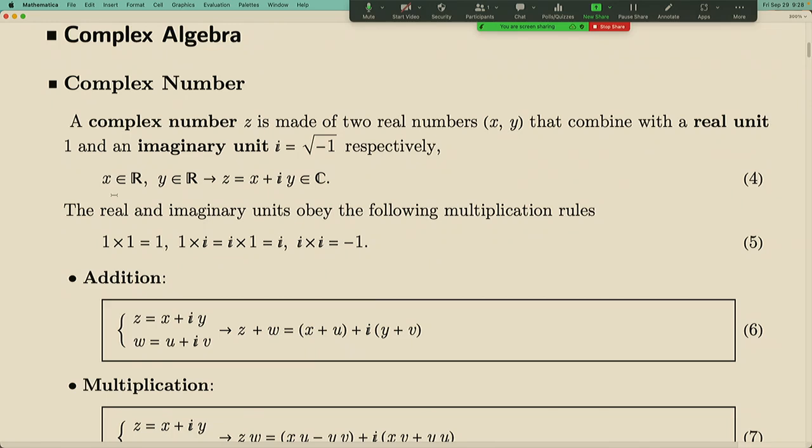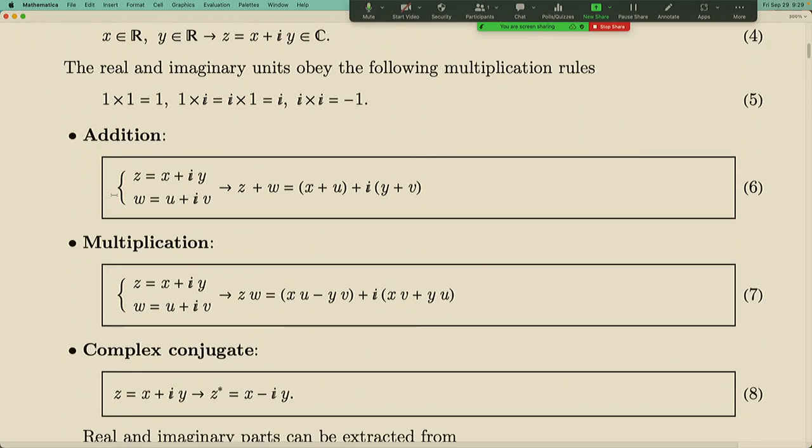For example, you have X and Y. You can write Z as a linear combination of X and Y with this real unit, which is 1. Then you don't need to spell it out. And then there's an imaginary unit, which is i. i is like the square root of -1. So the real and imaginary units obey the following multiplication rules: 1 times 1 is 1, 1 times i is i, and then i times i, that's the only non-trivial rule, is -1. So that's a very peculiar number. Any real number, if you square it, is going to be positive. But for this imaginary number i, you square it to -1.